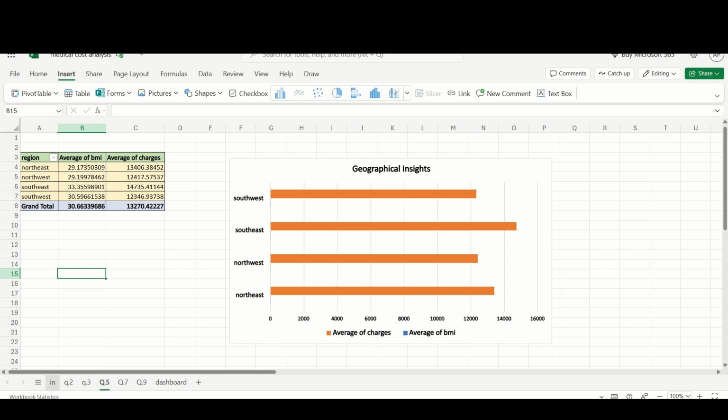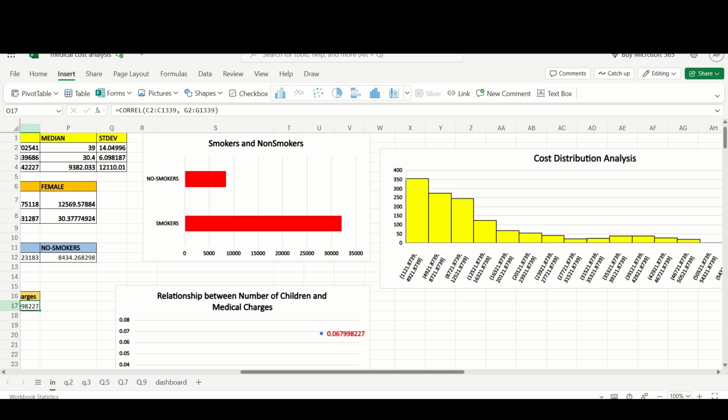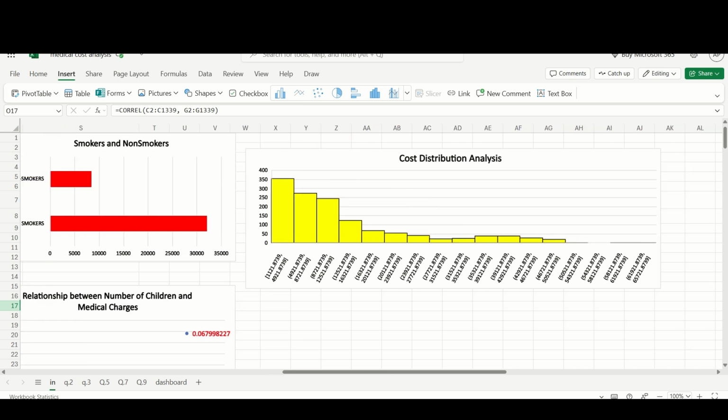Now here in question 6, create a histogram to visualize the distribution of medical charges and identify the most common cost bracket. So for that I have used a histogram, this one. The x-axis represents the medical cost range, which is also called bins. Each bin shows a range of cost. For example, 1121.8739 to 4921.8739. So this is the first bin, as you can see.